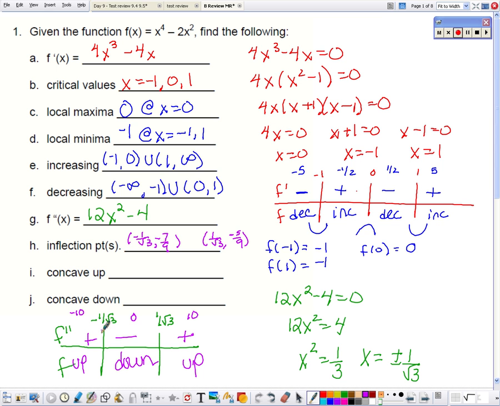So then for my concavity, we're concave up from negative infinity to negative 1 over root 3, and again from 1 over root 3 to infinity. And it's concave down between negative 1 over root 3 and 1 over root 3.